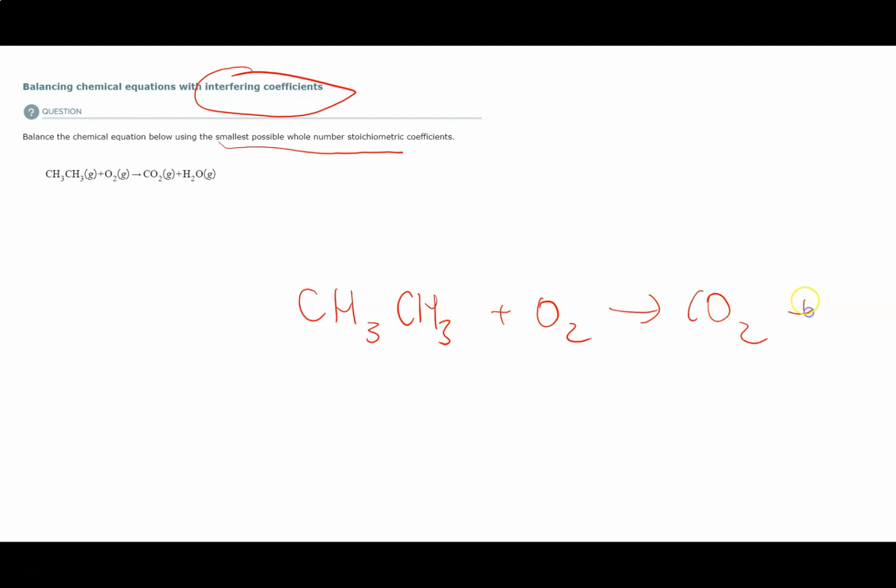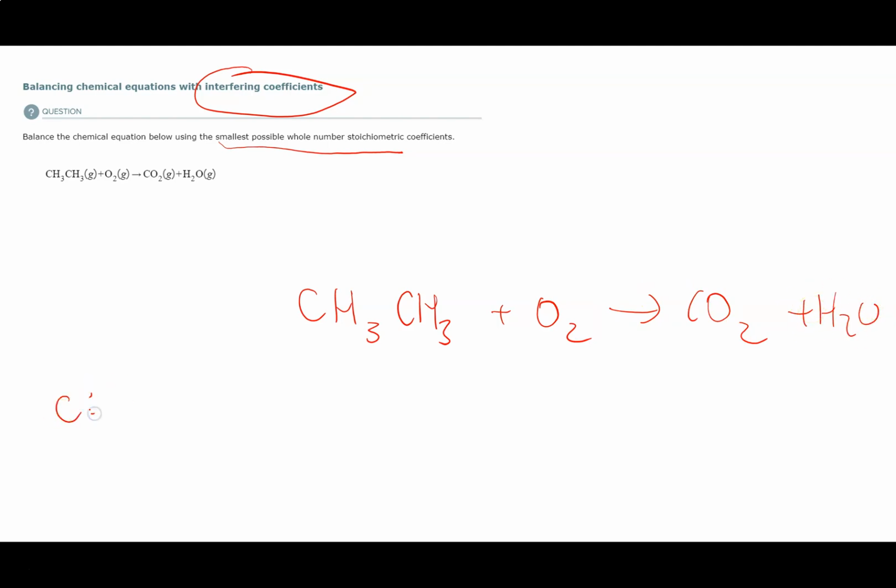Okay. Now we're going to balance with what we call interfering coefficients. So we're probably going to end up seeing, as we've got a diatomic there, a fractional coefficient when we first balance, but we want the smallest possible whole number set of coefficients. So let's see how this is going to work out. So we've got C2H3 plus O2 gives me CO2 plus H2O.